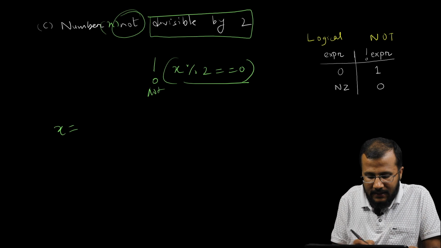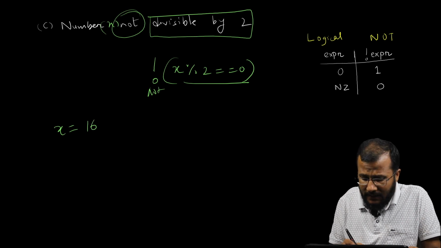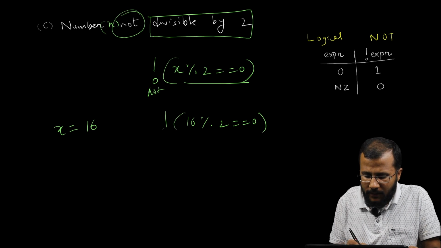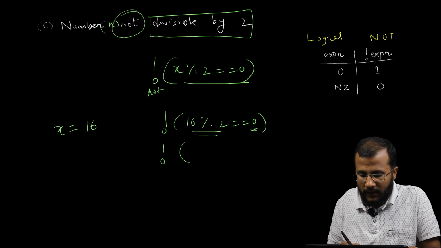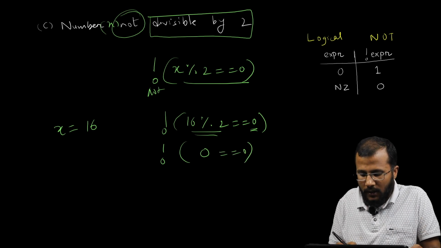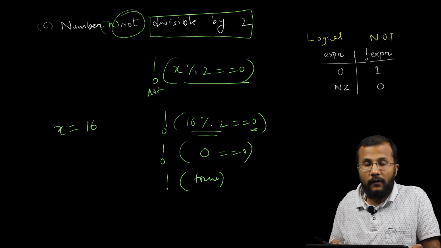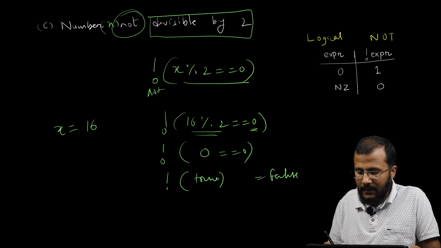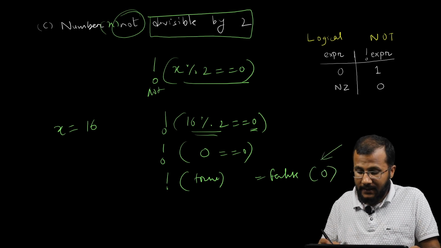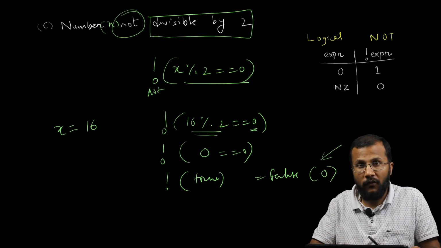If x is, let's say, 16, then 16 mod 2 equals 0. This is the expression, not of this one. So what is 16 mod 2 equals 0? Is it true or false? 16 mod 2 is 0 because 16 is divisible by 2. So this is true, right? So this is not of true. What is the complement of true? It is false. So in this case, the output is 0, because 16 is not divisible by 2 is a false statement.